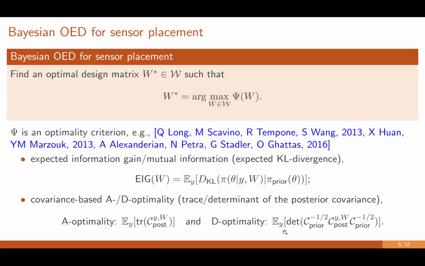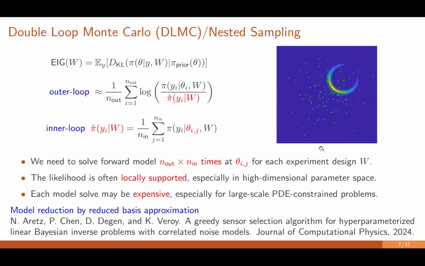And similarly, we can also compute the determinant or the log determinant of the prior. The inverse of the prior, you take the square root of that and precondition the posterior here, and then you can compute the log determinant of it. So these are some of the criteria.